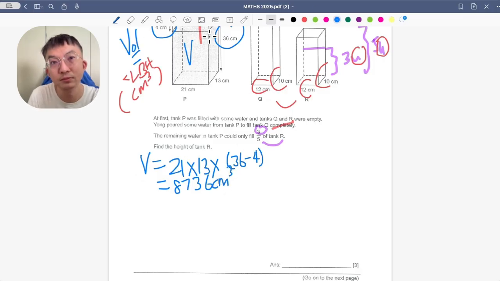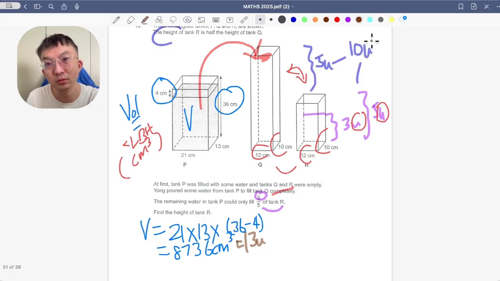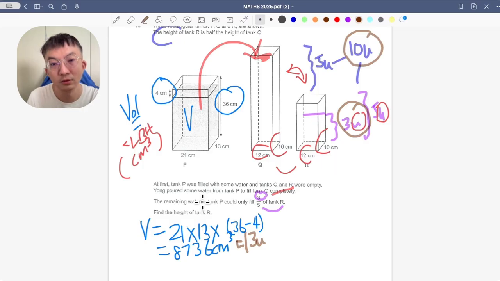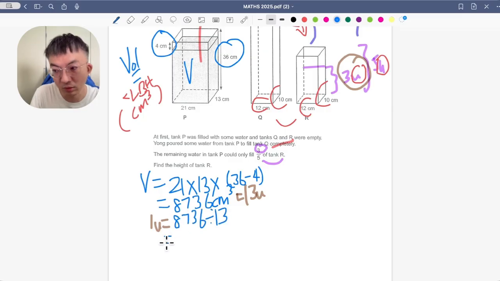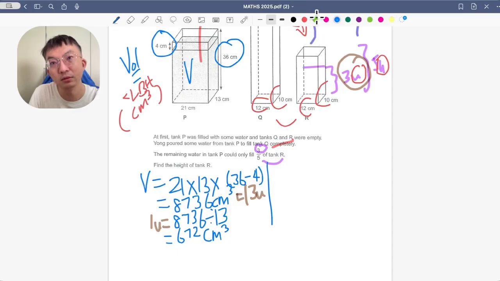And then this volume is equivalent to 13 units, because you can fill the whole of Q, which is 10 units, plus 3 units of R. So what we can do is find 1U, and you take 8736 divided by 13, and you get 672 cm cubed.